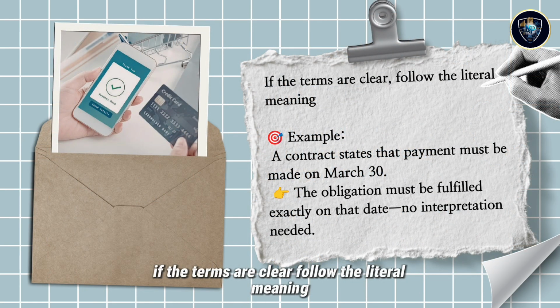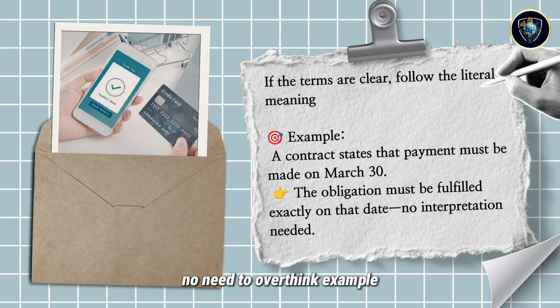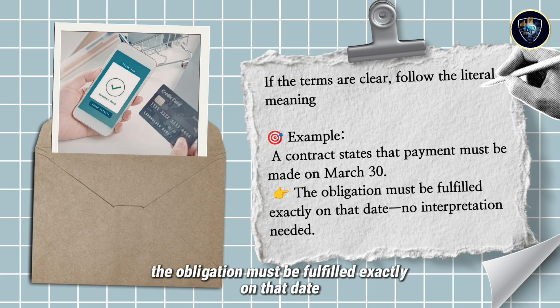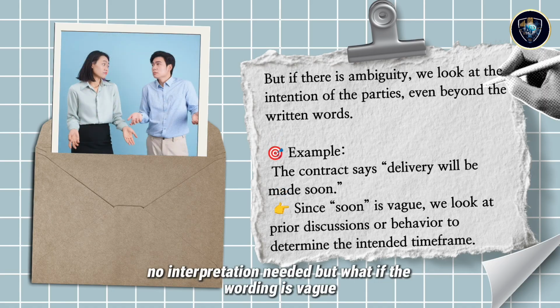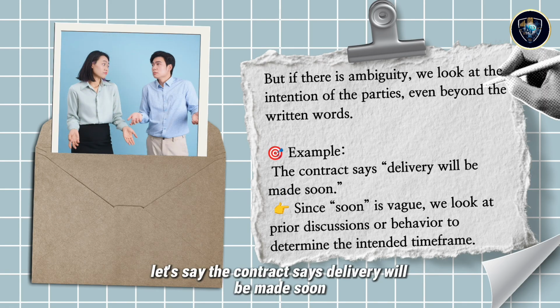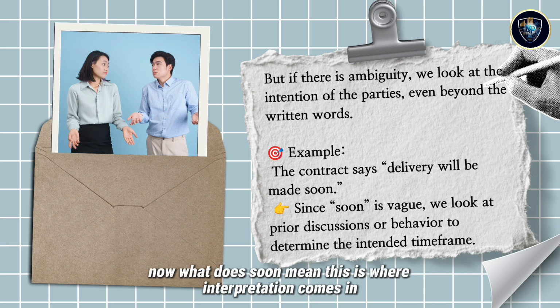If the terms are clear, follow the literal meaning. No need to overthink. Example. A contract states that payment must be made on March 30th. The obligation must be fulfilled exactly on that date. No interpretation needed. But what if the wording is vague? What if there's ambiguity? Let's say the contract says, delivery will be made soon. Now what does soon mean? This is where interpretation comes in.